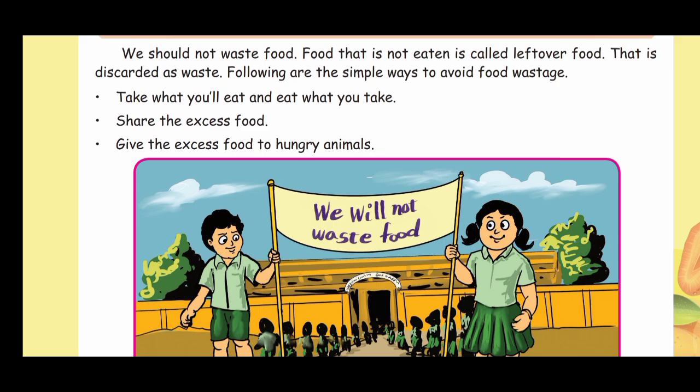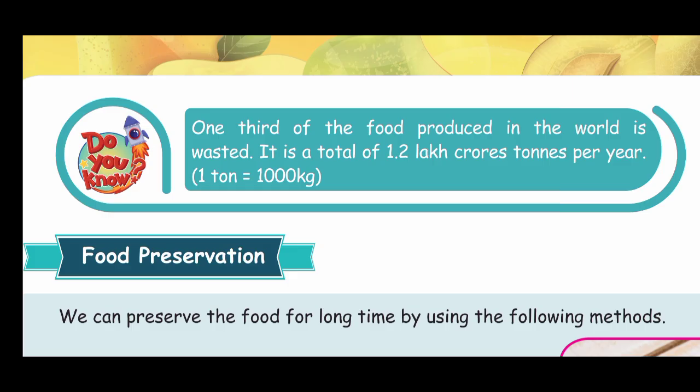Next, let us see, did you know? One third of the food produced in the world is wasted. It is a total of 1.2 lakh crore tons per year. So this much of food is wasted. So we should save our food.